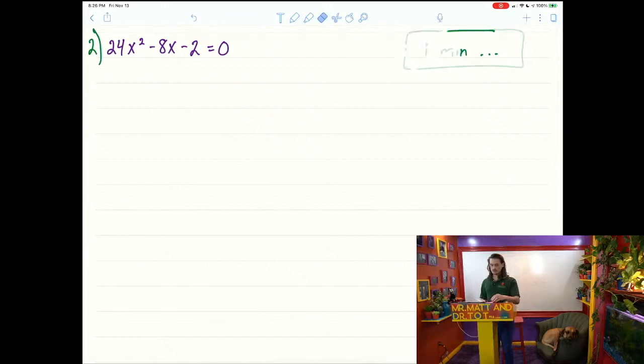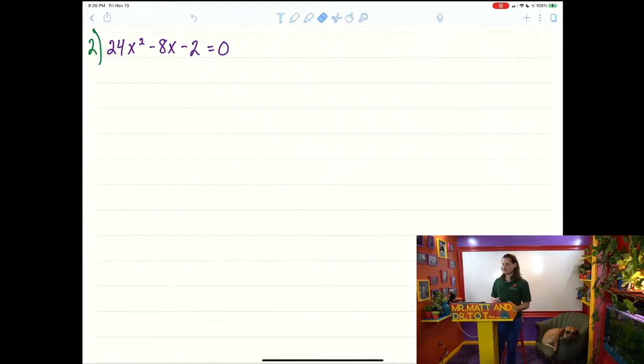Okay, so for 24x squared minus 8x minus 2 is equal to 0, in this problem a is equal to 24. The factors of 24 are 1 and 24, 2 and 12, 3 and 8, 4 and 6. The only whole number in between 4 and 6 is 5, and 24 is not divisible by 5. So I know I have all the factors here.